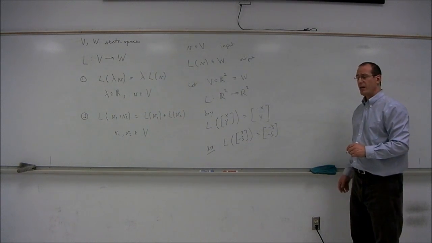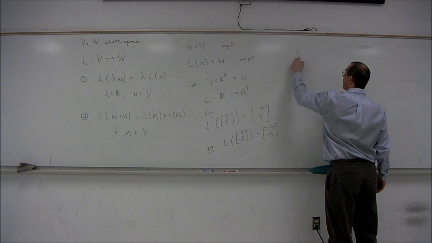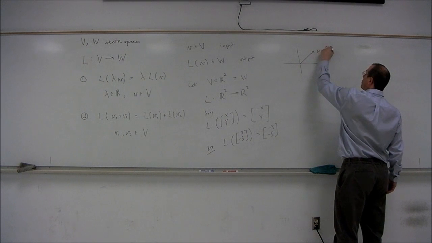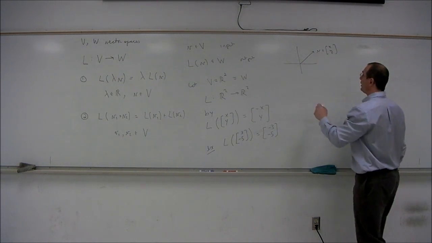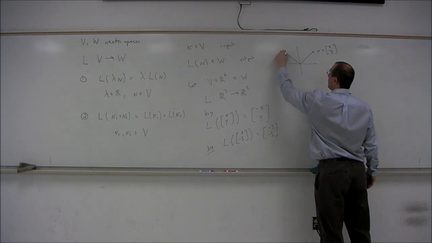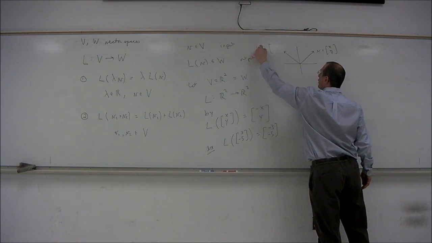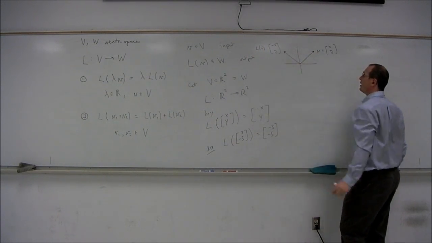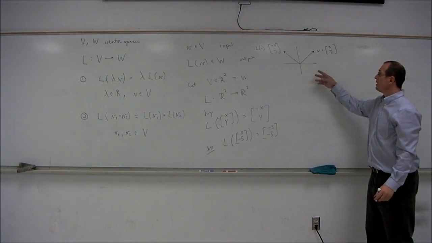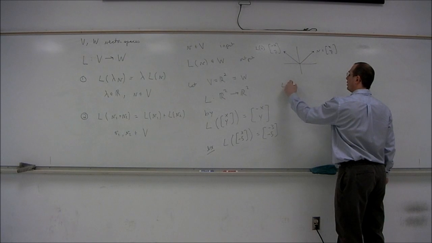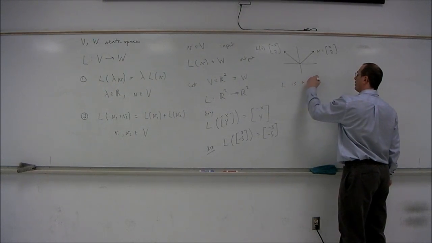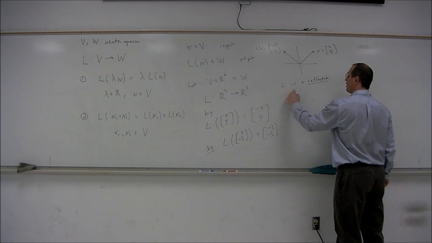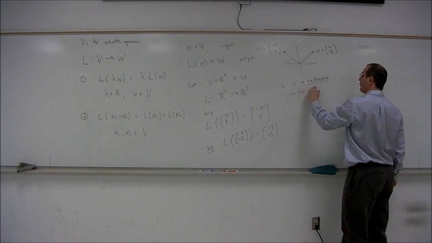This particular example has a nice geometric interpretation. If we take any vector v equals x, y, then L of v will be the vector negative x, y. It will have the same y coordinate and opposite x coordinate. So you can see that L is a reflection transformation. It's a reflection, in this case, in the y-axis.